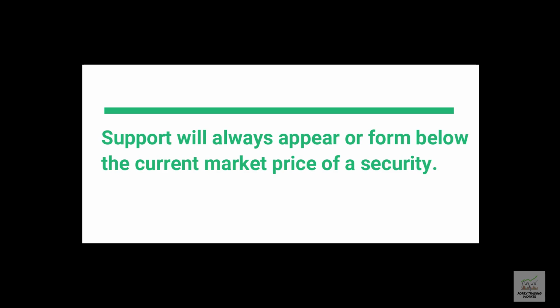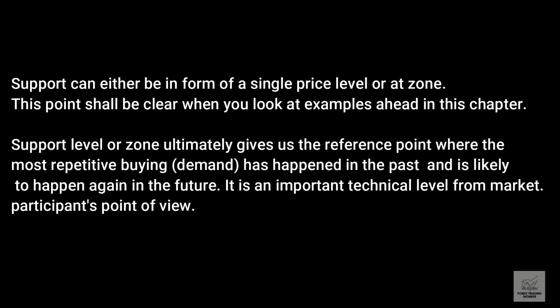Support will always appear or form below the current market price of a security. Support can either be in the form of a single price level or a zone. This point shall be clear when you look at the examples ahead in this chapter. Support level or zone ultimately gives us the reference point where the most repetitive buying, demand, has happened in the past, and is likely to happen again in the future. It is an important technical level from market participants' point of view.